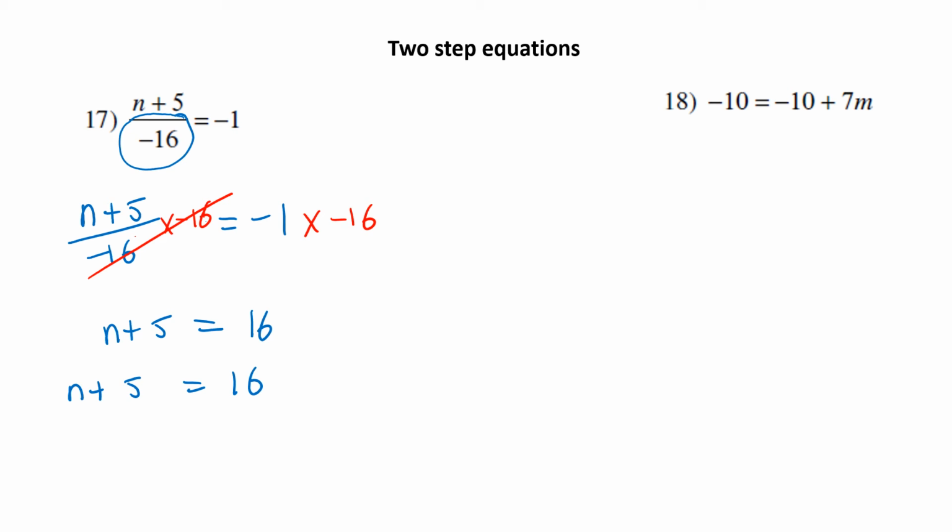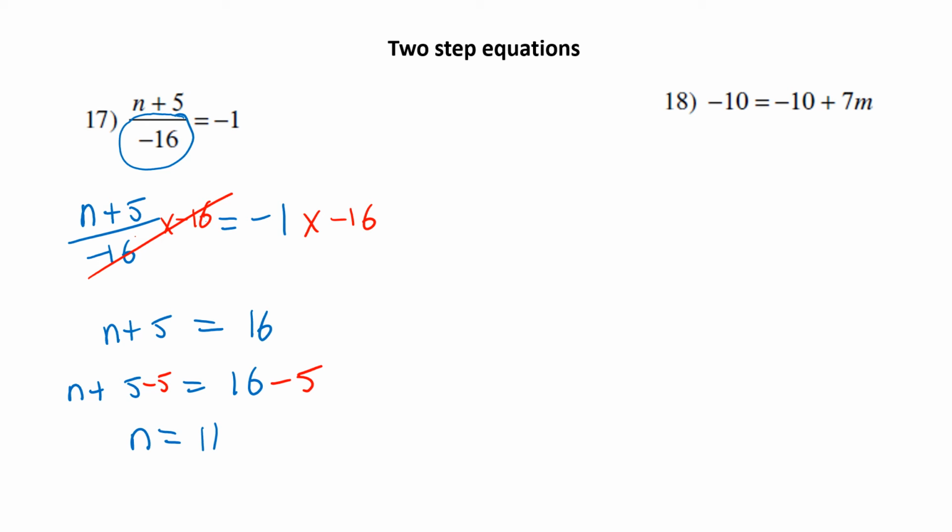Then my inverse operation of the plus 5 is minus 5. Let's do that to both sides. So what I get left with is n equals 16 minus 5, and the answer is going to be 11.